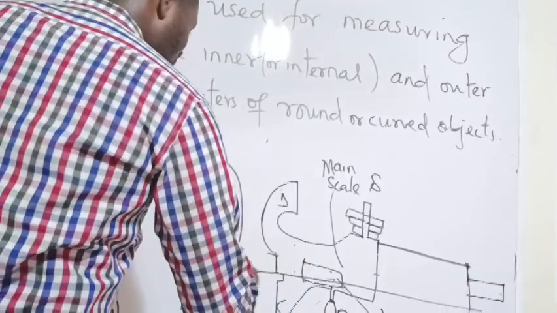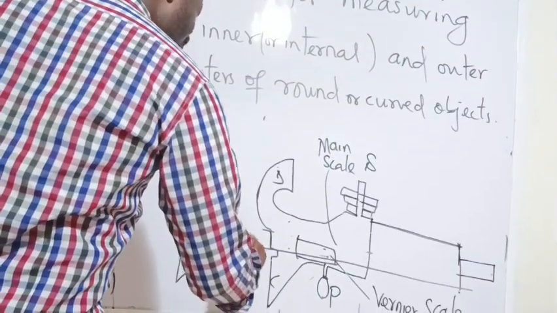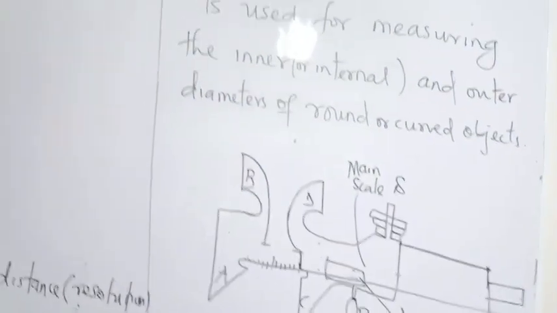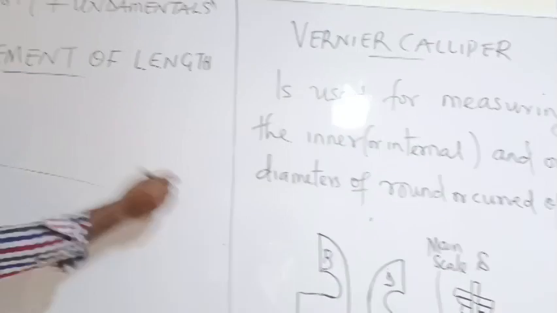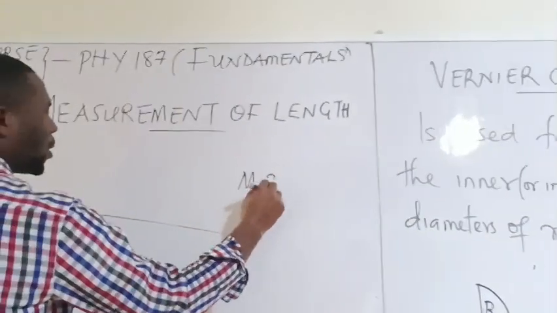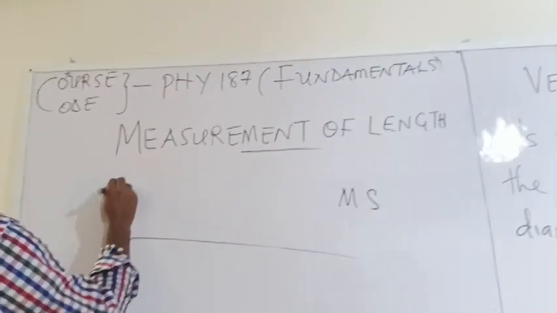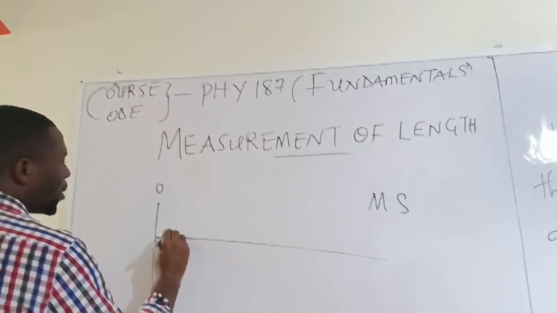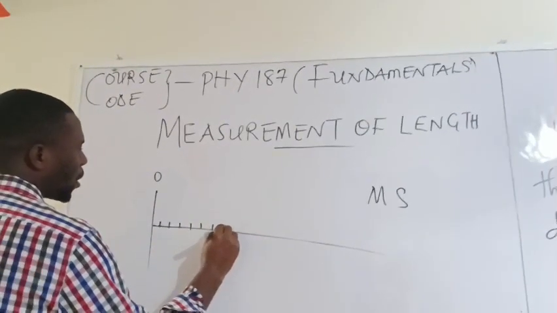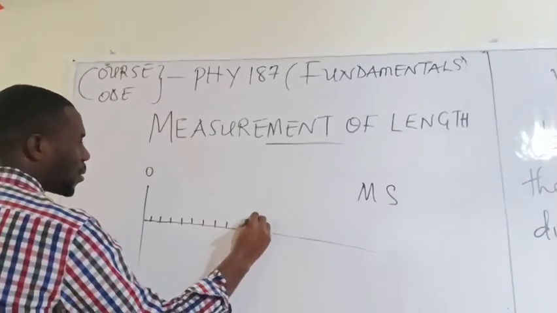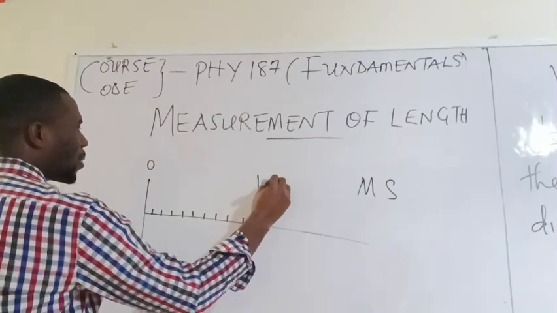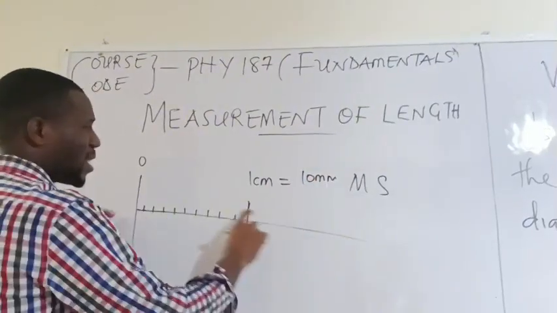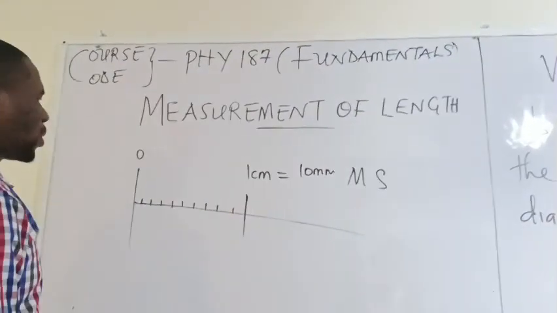Now the main scale is in centimeter or millimeter as you like. So this is the main scale. This is 0. Let me just take 1 centimeter. That is 10 millimeters: 1, 2, 3, 4, 5, 6, 7, 8, 9, 10. So this is 1 centimeter, which is the same as 10 millimeters. And of course, since it's a scale, it goes beyond 1 centimeter.